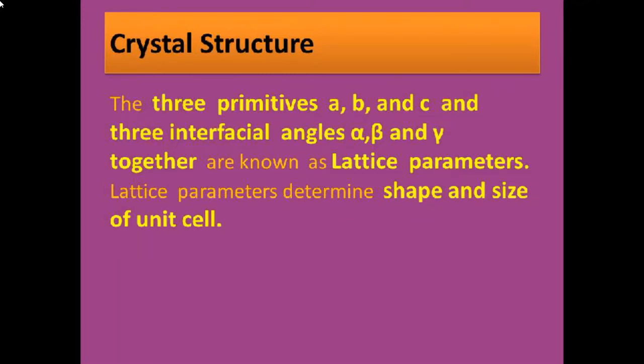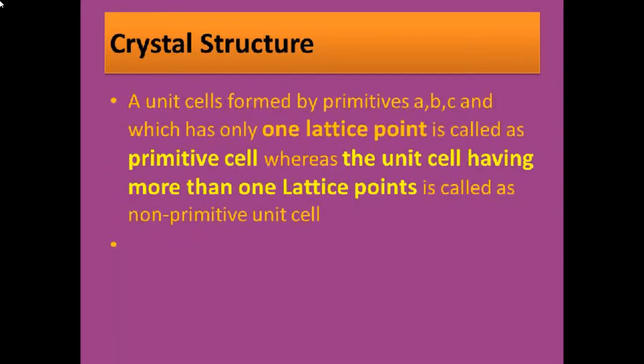Lattice parameters determine the shape and size of a unit cell. Again, true or false based on this line, there is a chance they can ask you. A unit cell formed by primitives a, b and c and which has only one lattice point is called a primitive cell. Very important: one lattice point is there, and then it is called a primitive cell. Whereas a unit cell having more than one lattice point is called a non-primitive unit cell. Very important, it is called a non-primitive unit cell.